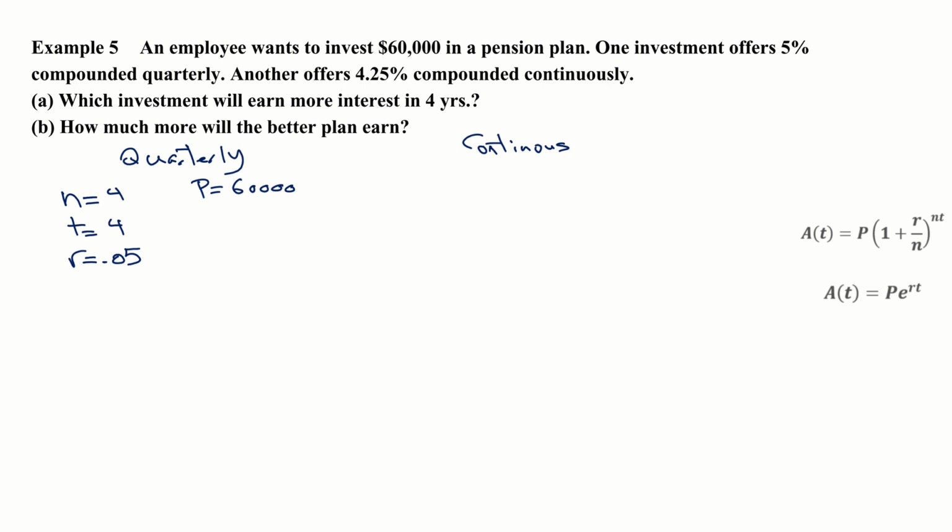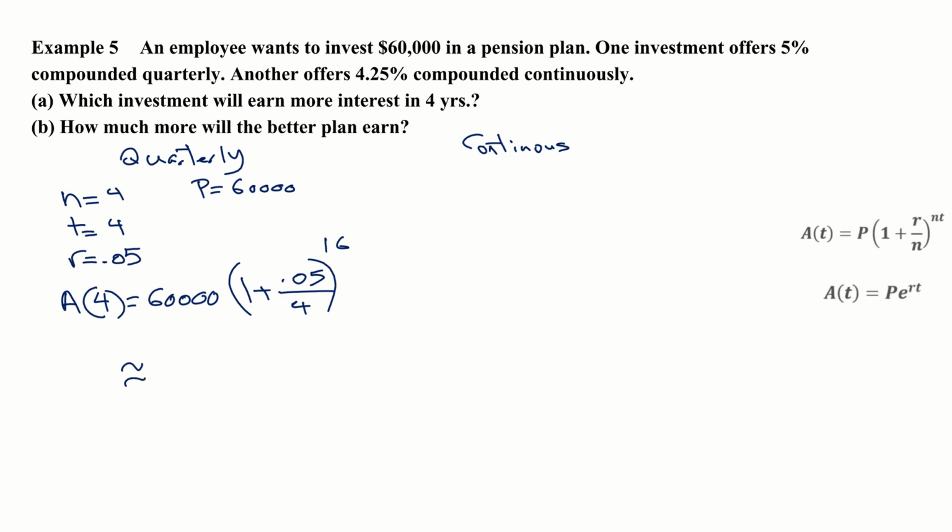Okay, so we're ready to compute A of 4 in the periodic case, the first case, 5% compounded quarterly. So we get A of 4 equals 60,000 times 1 plus 0.05 over 4 to the power of nt. So 4 times 4, which is what? 16.